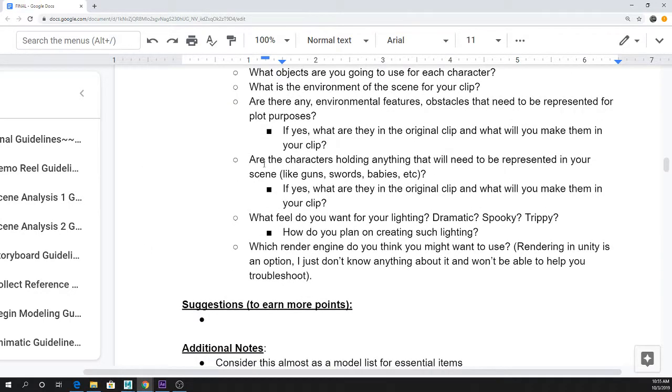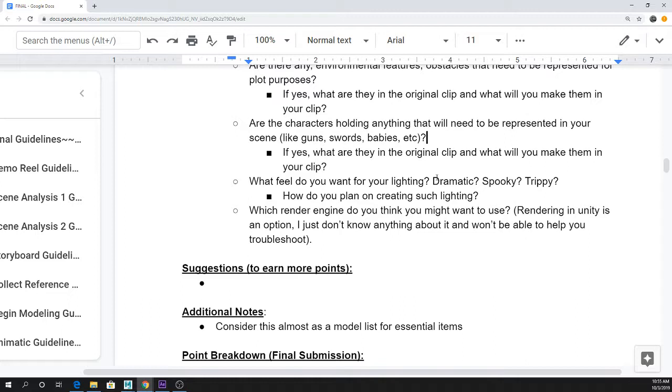And again, kind of the same thing, but is there anything character-wise that they're holding or interacting with that would need to be represented? How would you choose to do that?